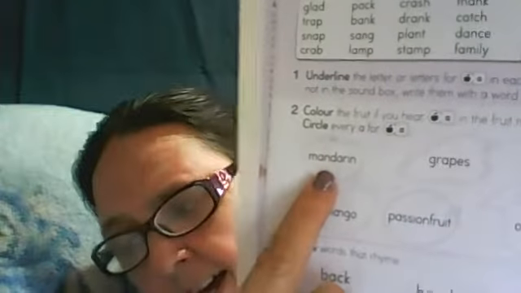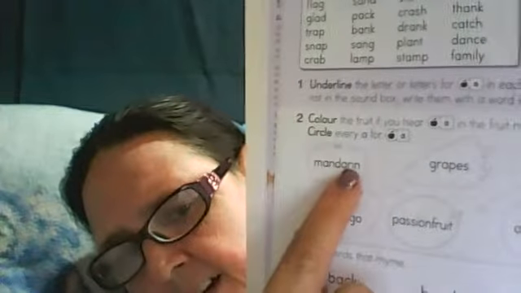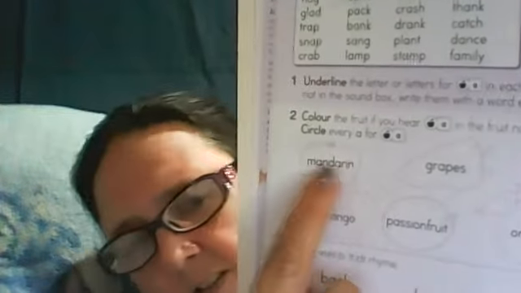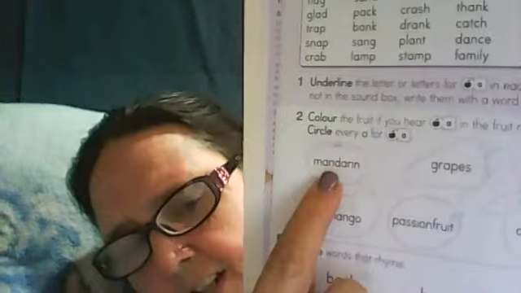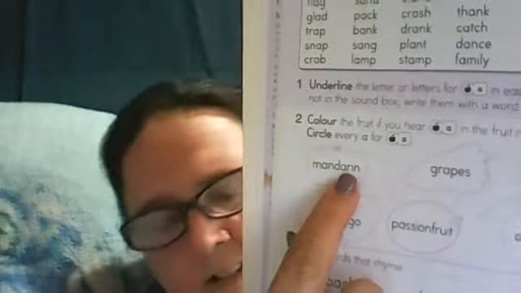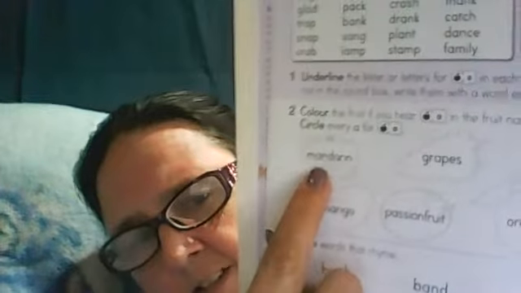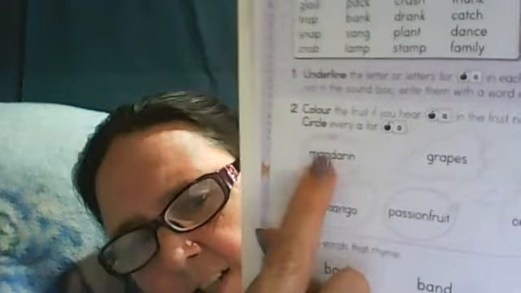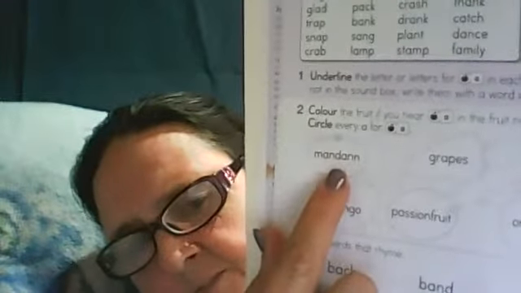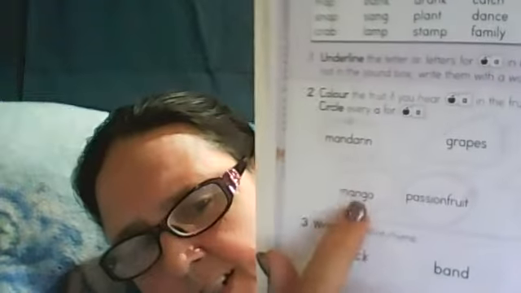Mandarin. That A says A. That A does not say A. So you're going to circle that letter A. You're going to colour in your mandarin, but don't circle this A because that A says R. So that one you're going to colour in. Colour in your mango. Sorry, colour in your mandarin. Colour in your mango.